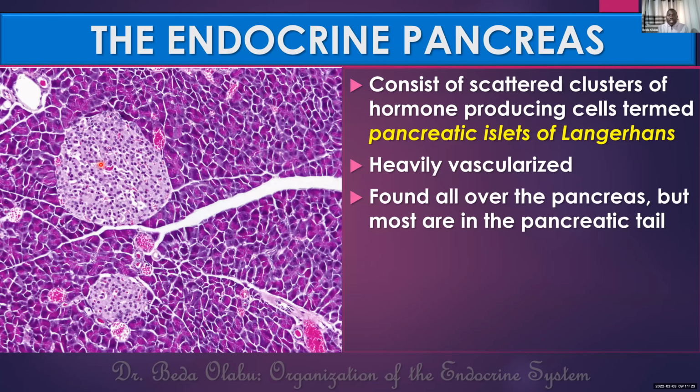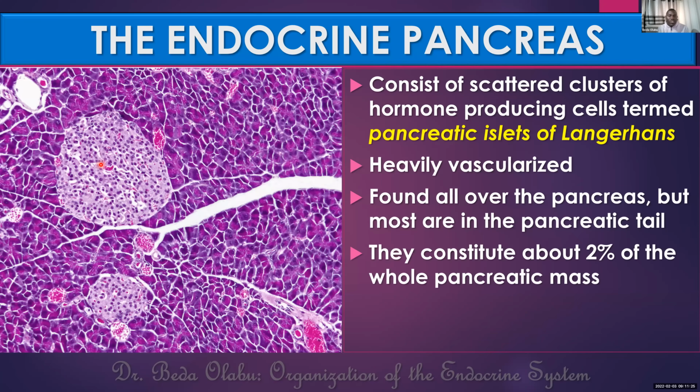The islets of Langerhans occupy just 2% of the total pancreatic mass. So they're just clusters. There are really many, tiny, but in terms of volume, not so much. And I know you might be wondering, so where is the 28%? Now that will be accounted by the connective tissue elements of the pancreas.